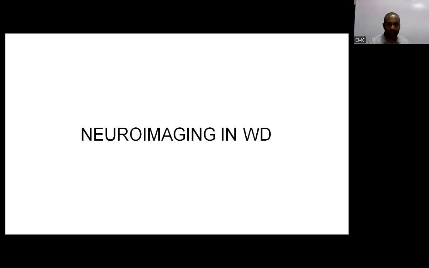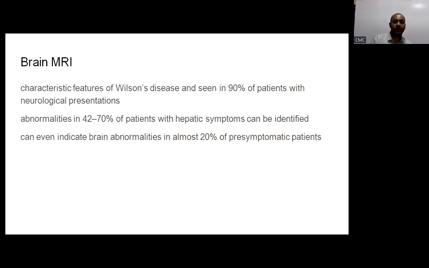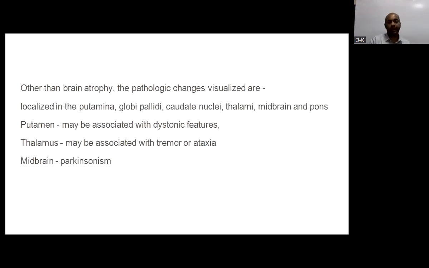So neuroimaging is also important in the diagnosis of Wilson disease. Brain MRI has characteristic features which are seen in about 90% of patients. Brain MRI changes are also seen in about 42 to 70% of hepatic patients, and around 20% of pre-symptomatic patients can also have MRI changes.